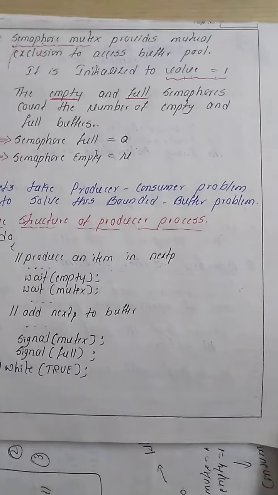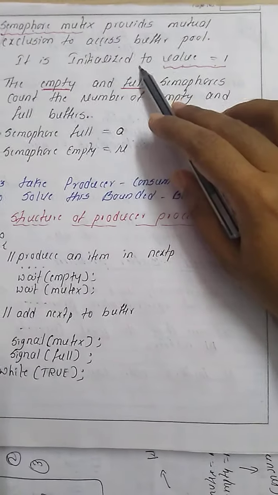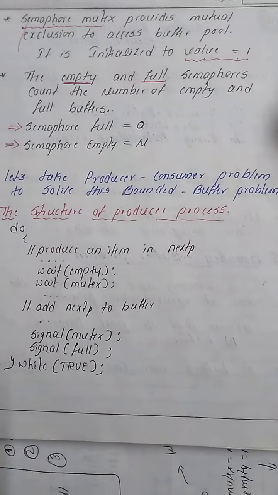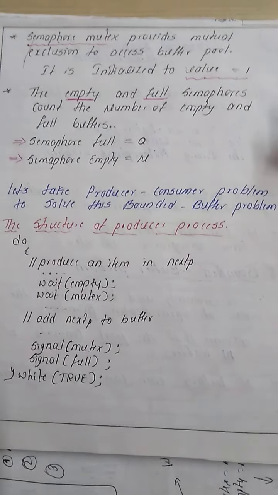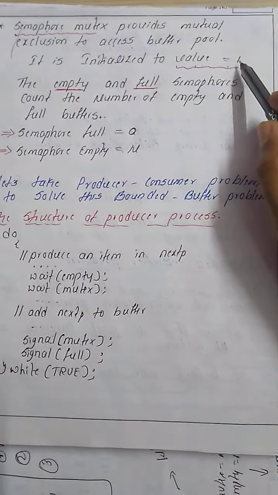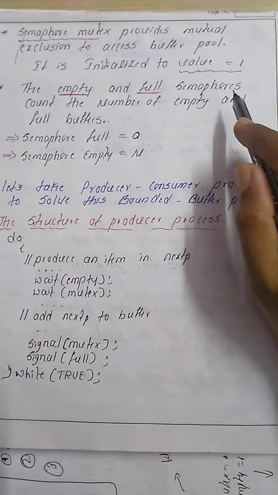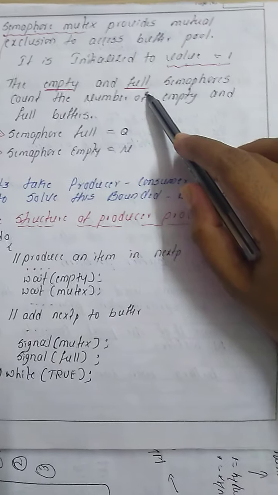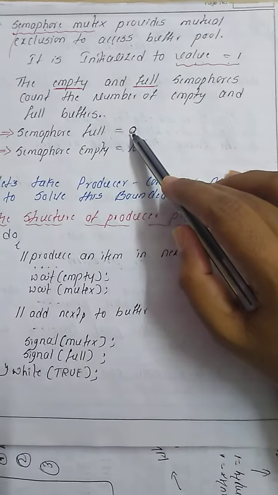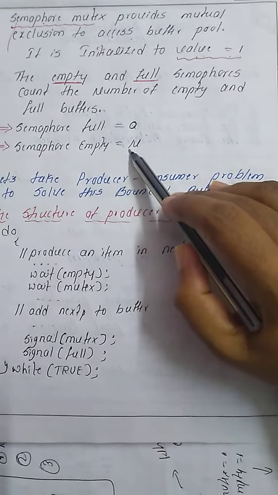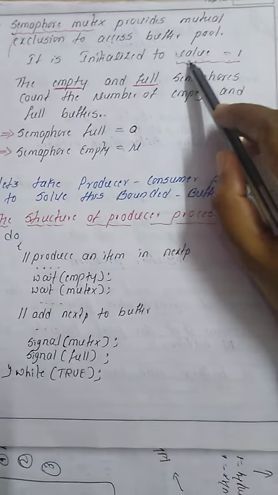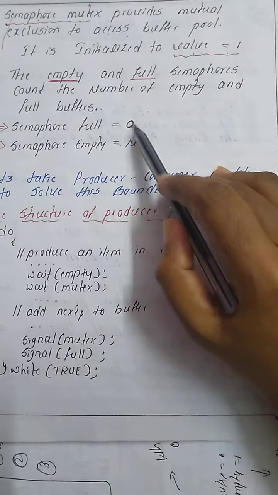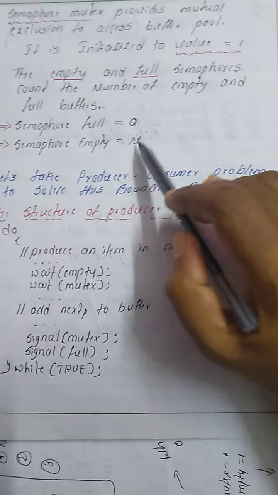So we are taking a semaphore here, mutex, initialized to 1, to solve the bounded buffer problem. Another two semaphores we are taking: one is the empty semaphore, another is the full semaphore. Semaphore full is initialized to 0, and semaphore empty is initialized to n, which here is 1.